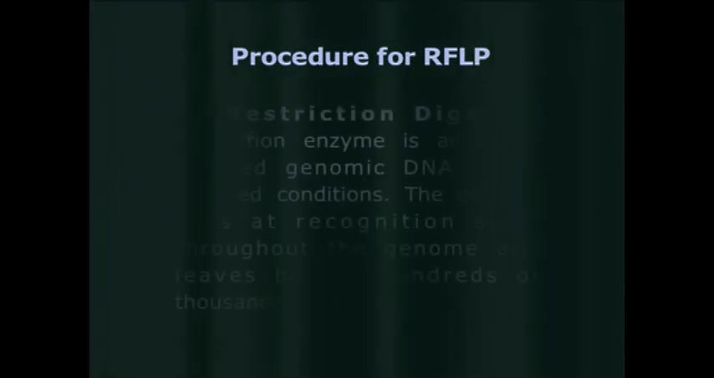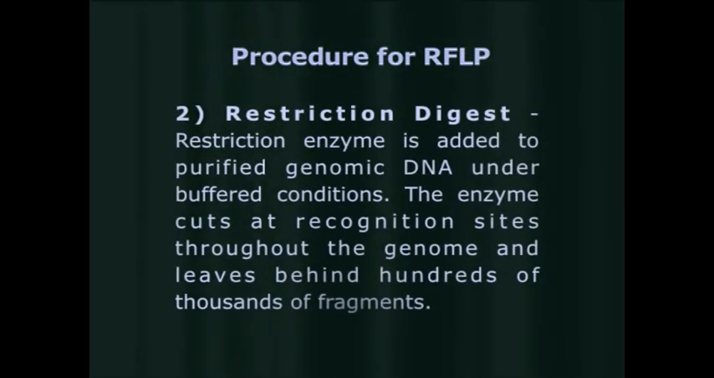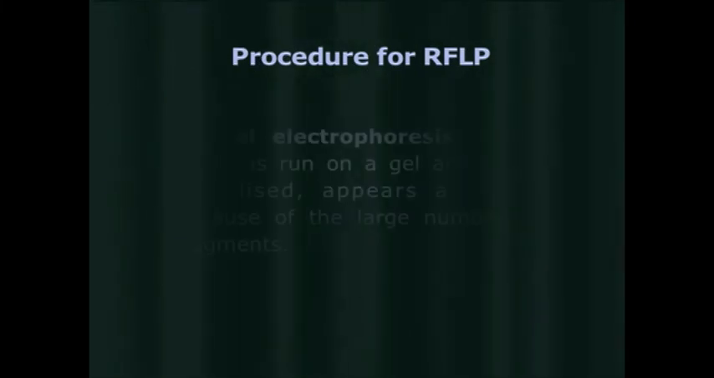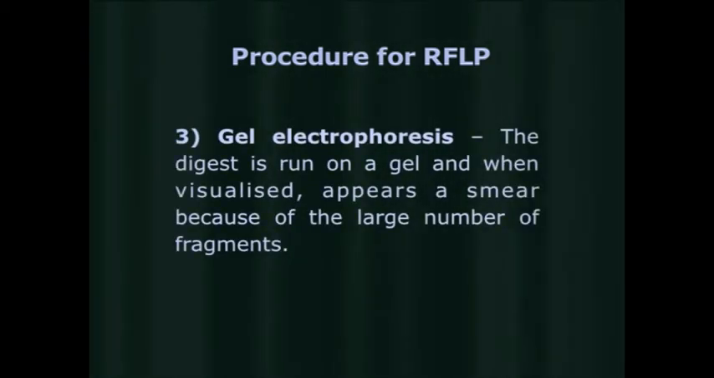The next step is restriction digest. Restriction enzyme is added to purified genomic DNA under buffered conditions. The enzyme cuts at recognition sites throughout the genome and leaves behind hundreds of thousands of fragments. After this, the next step is gel electrophoresis. The digest is run on a gel, and when visualized, appears as a smear because of the large number of fragments.